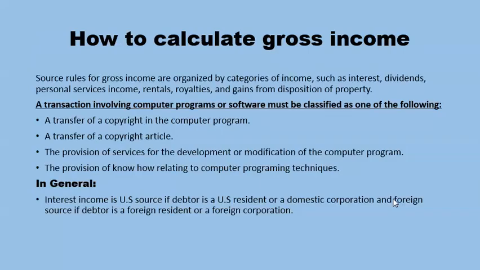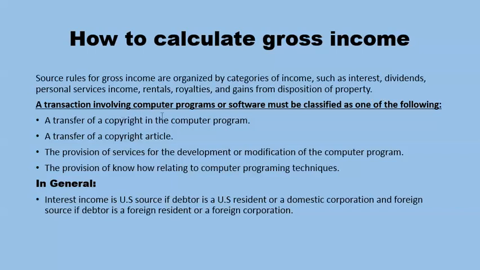So let's talk about how to calculate gross income. Source rules for gross income are organized by categories of income, such as interest, dividends, personal services income, rentals, royalties, and gains from the disposition of property.